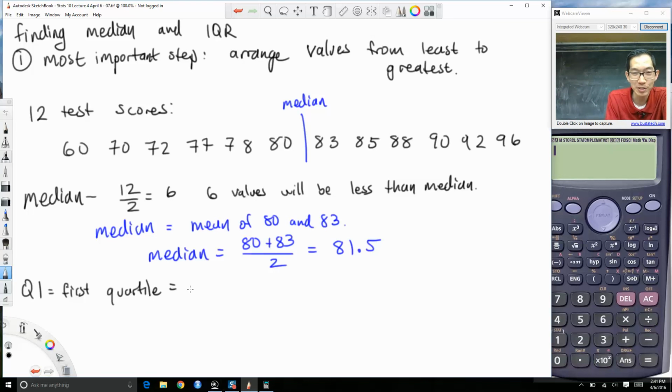So now I'm going to pretend like this median split my list into 2, and I'm going to find the spot halfway of these 6 numbers. So where would my Q1 be? We'd find the median of the lower half.